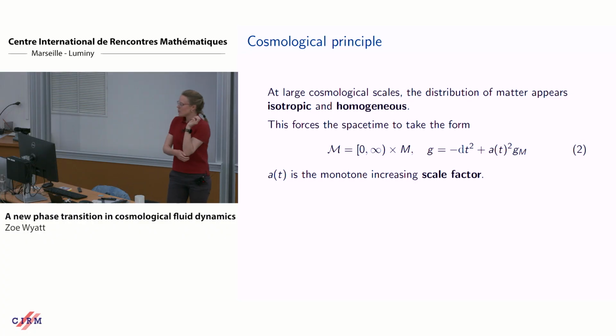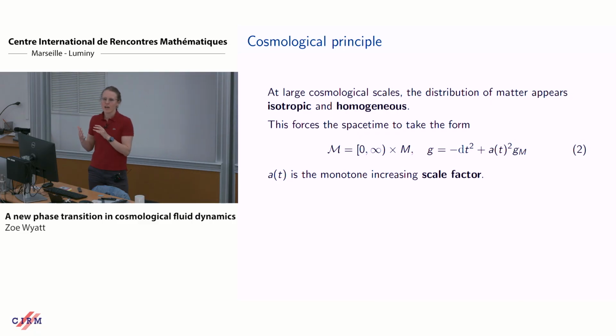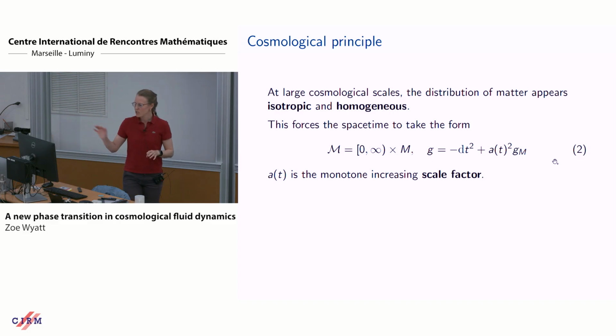Okay, so my starting point in cosmology, as I've said, is that we have isotropy and homogeneity. And what this does is it simplifies a lot of the degrees of freedom in the space-time metric, because it forces the space-time, that object G, to take a very specific form. So in these coordinates here, I just have minus dt squared.